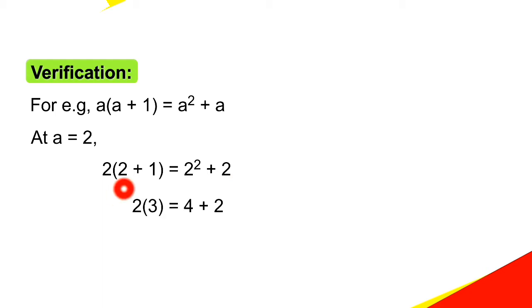Now what can we get? According to BODMAS, first we have to solve the bracket. 2 plus 1, how much? 3. 2 into 3 is equals to, here 2 square, in the sense 2 into 2, 2 2s are 4, plus 2. Now see, 2 3s are how much? 6 is equals to 4 plus 2 is equals to 6. Okay. Is it true or not? Right, because LHS is equals to RHS.